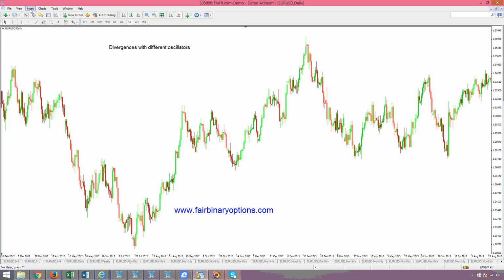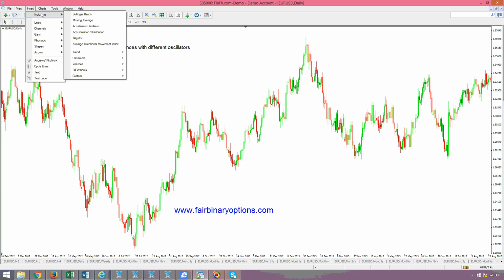So the most popular one, if we go under the category of indicators and take the oscillator one, these are the standard ones being offered. But actually you can use any kind of oscillator. If you have one, you can upload it on the MetaTrader platform, as simple as that. Let's go with the most popular one, the relative strength index.